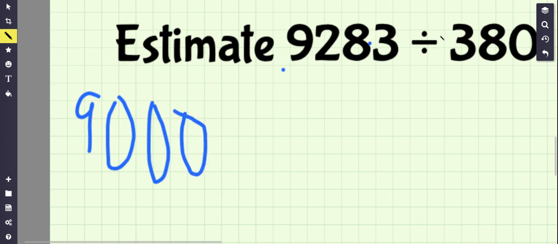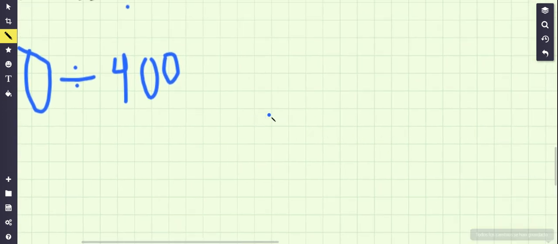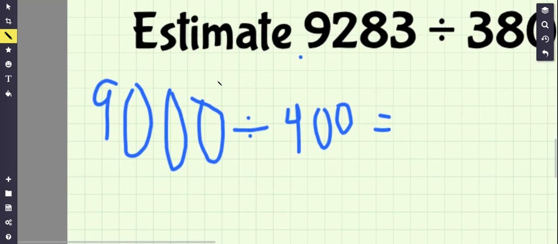9,000, and we're dividing by 380. Instead of 380, we can say 400. If you want, we can perform long division over here.